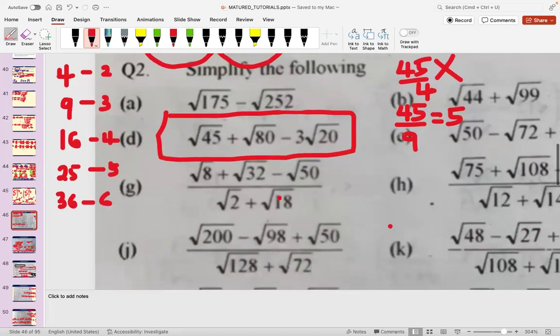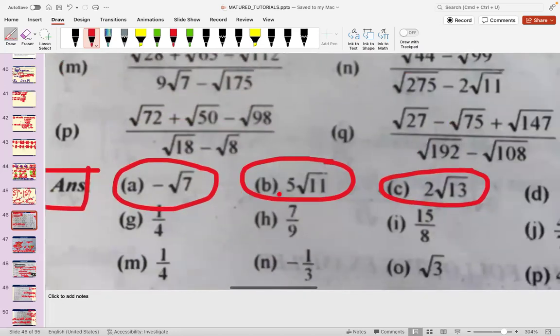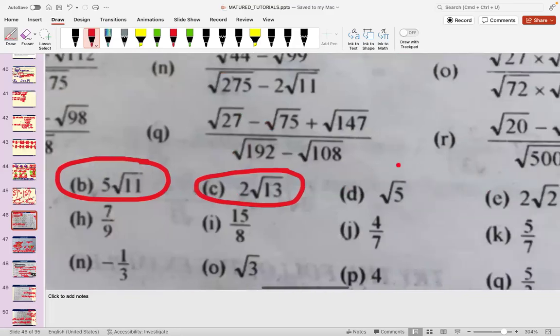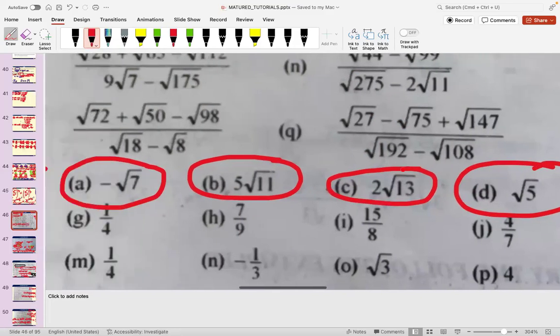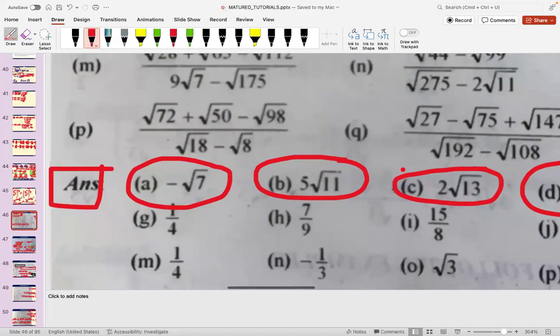Let's check our answer for D. So that is what we have here. Square root of 5. So it means that the strategy has worked for the 4 we have done.